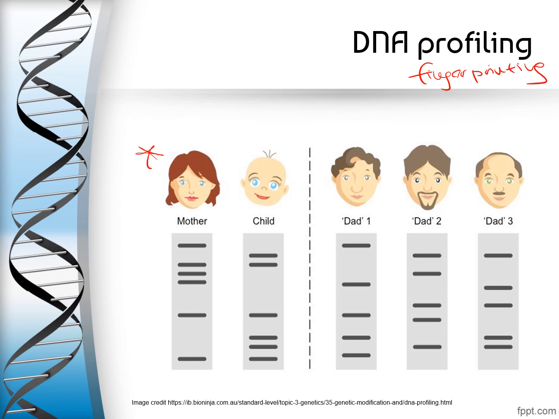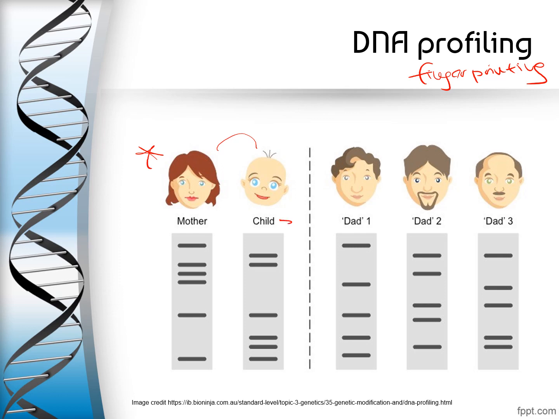This image is showing us an example of how we could use DNA profiling in a paternity case. So we have mom and we have child, and we're trying to figure out who is the daddy. We can take DNA from mom and child and each of the potential dads, do PCR and gel electrophoresis, and then we can compare the bands.